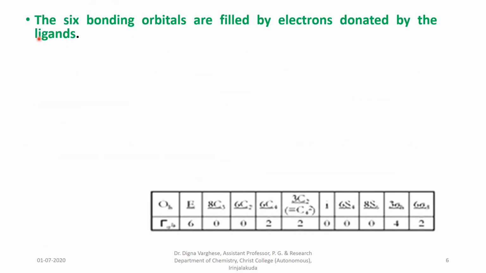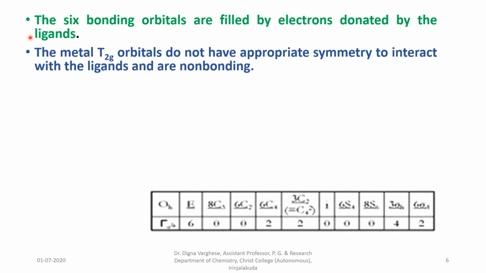The 6 bonding orbitals are filled by electrons donated by the ligands. The metal T2g orbitals do not have appropriate symmetry to interact with the ligands and are non-bonding. T2g orbitals means the dxy, dxz and dyz orbitals that act as non-bonding in sigma bonding octahedral complexes.